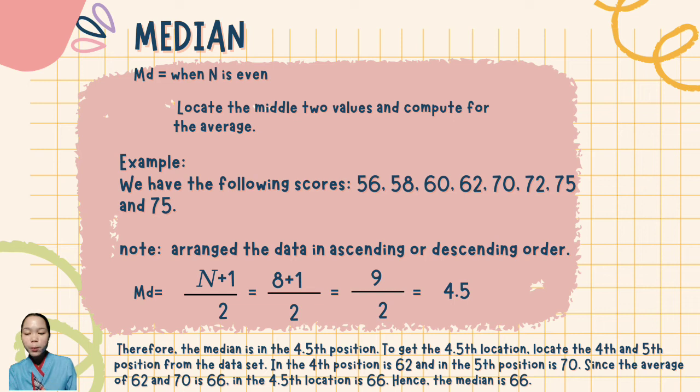To get the 4.5th location, we take the 4th and 5th positions from the data set. In the 4th position is 62 and in the 5th position is 70. Since the average of 62 and 70 is 66, therefore the median in the 4.5th location is 66. So our median is 66.